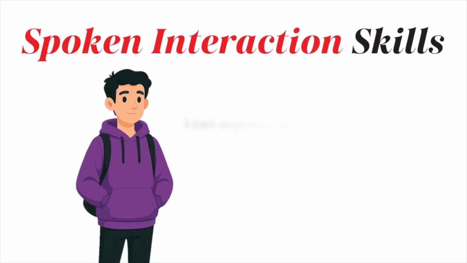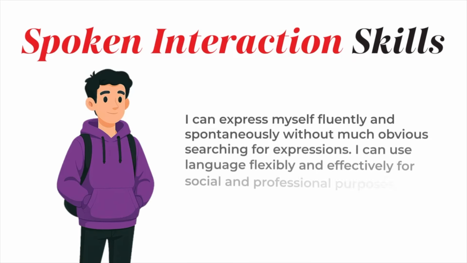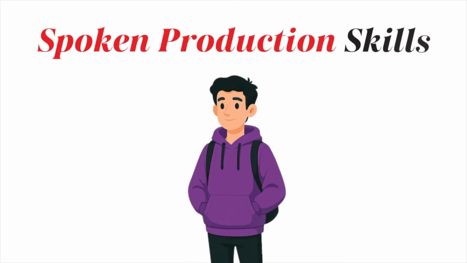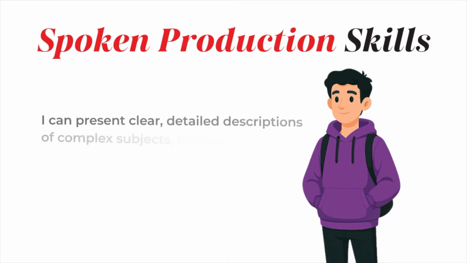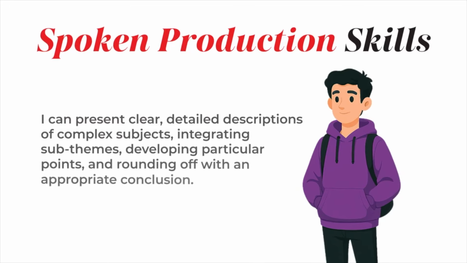Spoken interaction. I can express myself fluently and spontaneously without much obvious searching for expressions. I can use language flexibly and effectively for social and professional purposes. You can jump into a meeting or a roundtable discussion or a spirited dinner conversation and hold your own with style. Spoken production. I can present clear, detailed descriptions of complex subjects, integrating sub-themes, developing particular points, and rounding off with an appropriate conclusion. You can give presentations, moderate discussions, or summarize a nuanced topic like the climate policy or the ethics of AI.